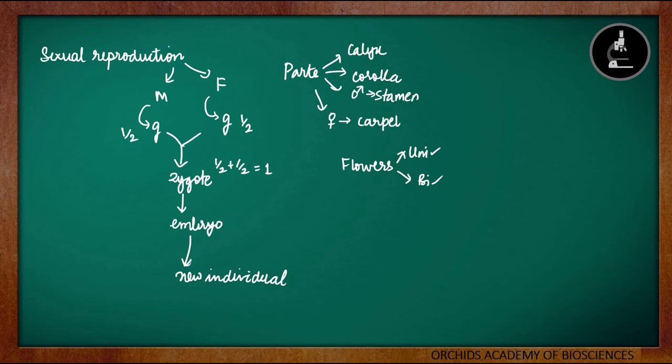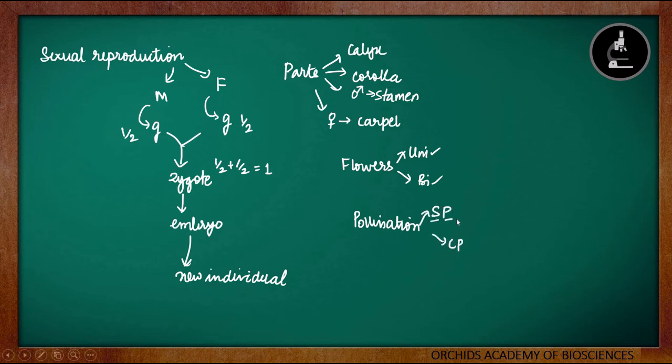Unisexual flowers examples are papaya, watermelon, cucumber, etc. Bisexual, there are many, and one typical example that we have seen is hibiscus. After discussing the types, then we discuss pollination. Pollination is a transfer of pollen grain from the anther to the stigma, and it can be self-pollination and cross-pollination.